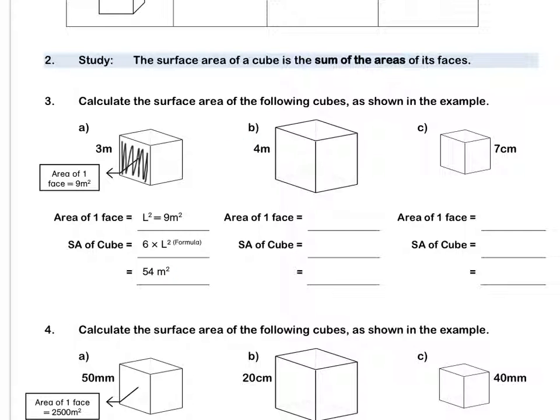Let's do B together. Let's get out your pen to do so. The area of one face in this cube is length squared, which is going to give us 16 meters squared. Now the surface area of the cube, this formula is 6 times length squared. So we must do 6 times 16 to get its surface area. Press pause to complete this answer by yourself and do C by yourself.